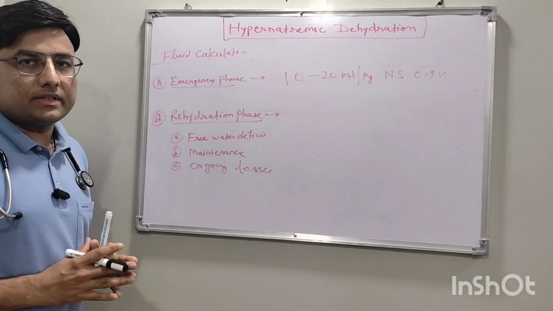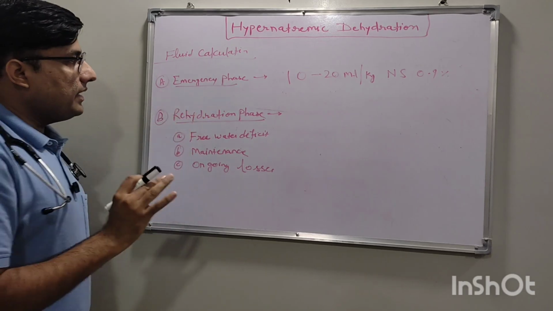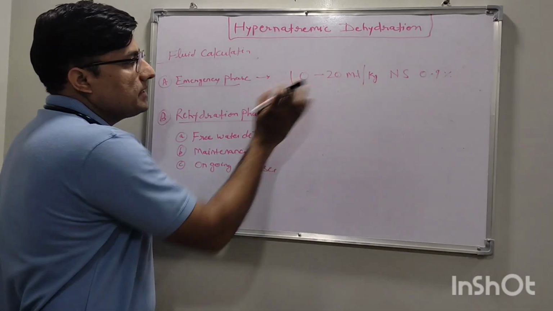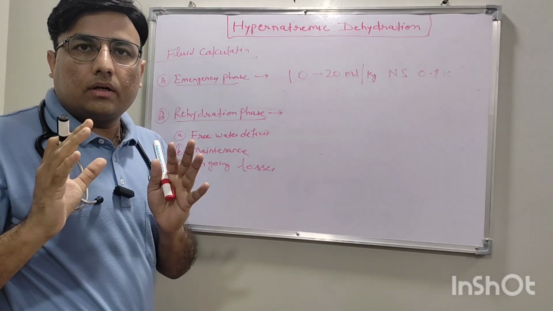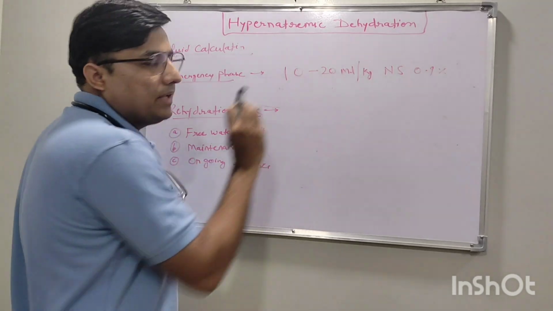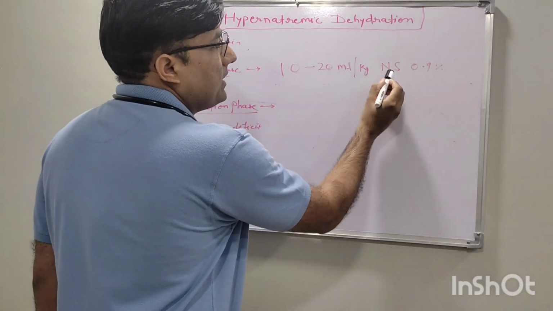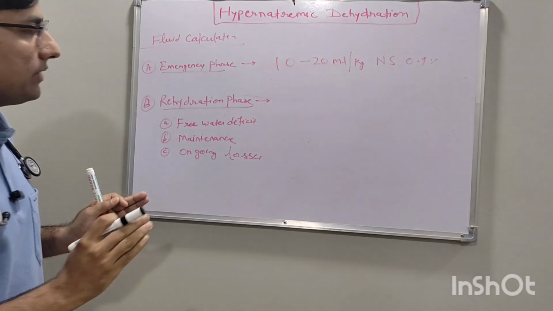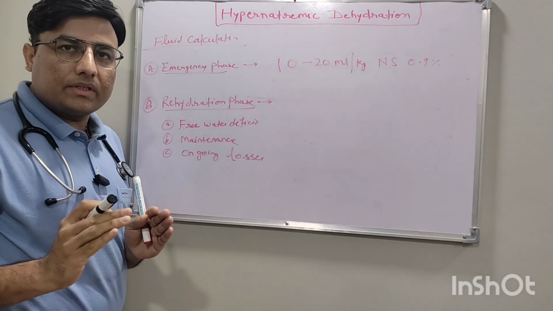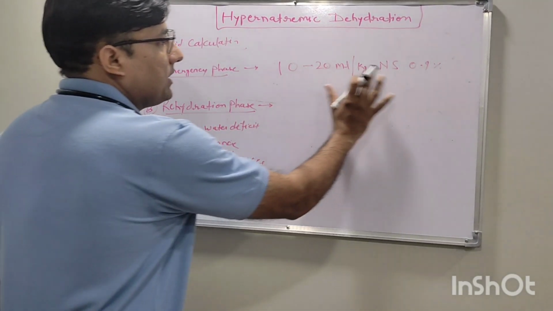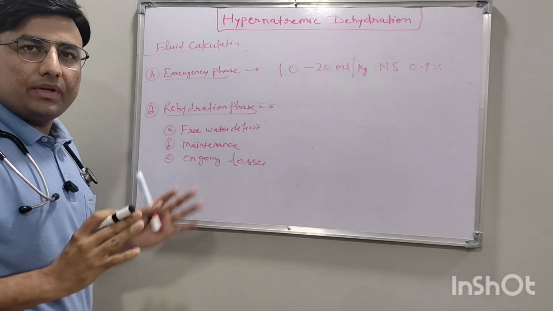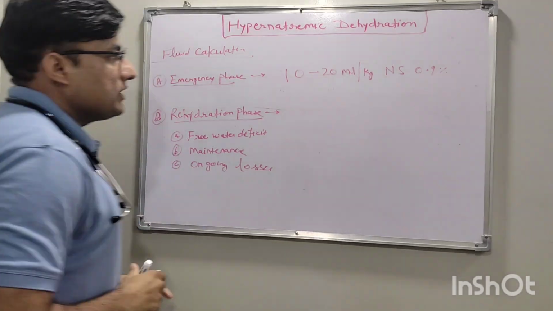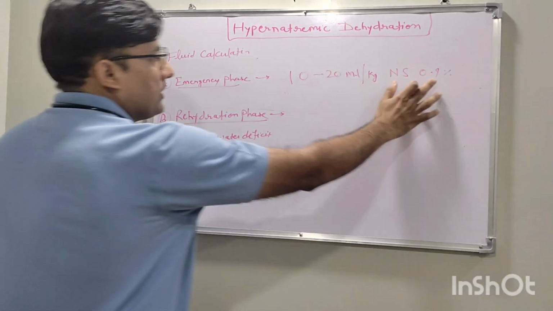So coming to fluid calculation, it will be done in two phases. First is the emergency phase, second is the rehydration phase. In the emergency phase, we will correct the intravascular deficit. Intravascular volume will be restored by a 10 to 20 ml per kg bolus of 0.9% normal saline, given for correction of intravascular deficit or shock. That will be given in a severely dehydrated baby, whose intravascular volume will be low, especially in hypernatremia. That will be corrected by NS bolus 10 to 20 ml per kg, 0.9% NS.